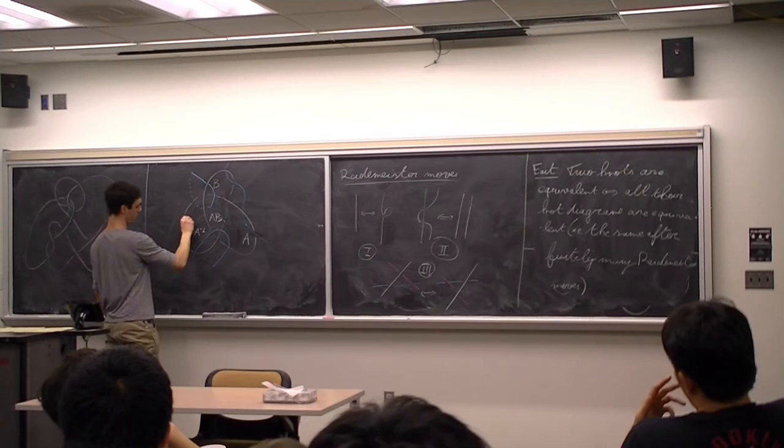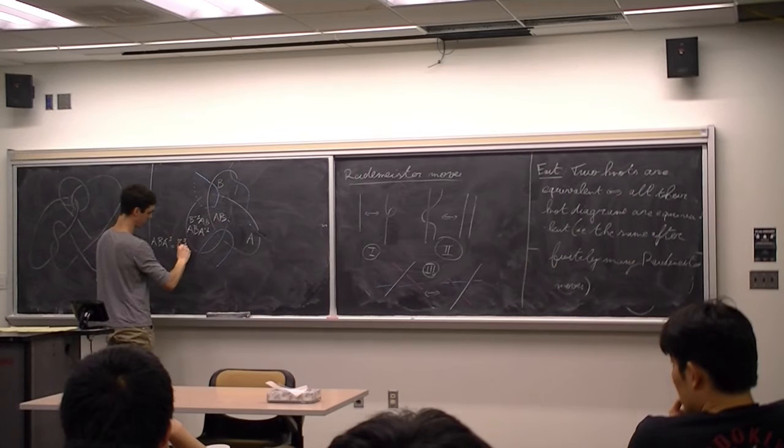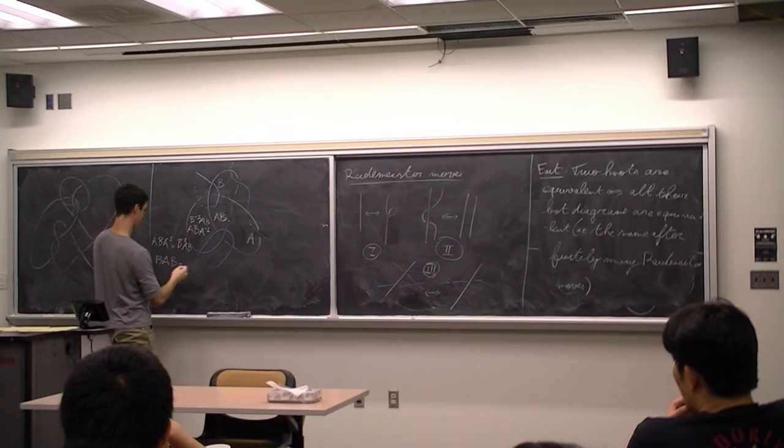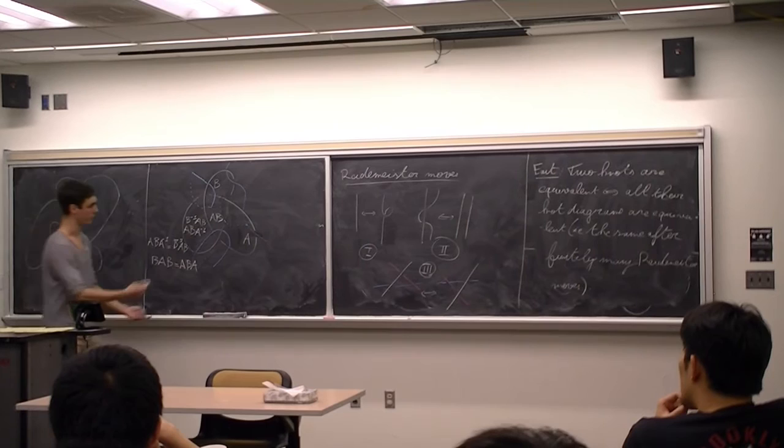So now what did I find out? That AB inverse is B inverse AB. So BAB is ABA. So this knot turns out to be different than the other knot, right? It's creating a lot more portals, but they're related in a nice way.